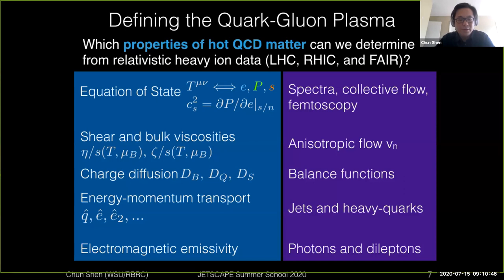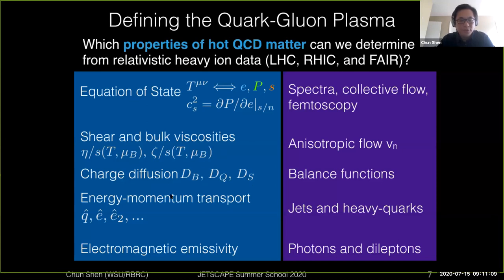We also want to understand the transport properties, such as shear and bulk viscosity, which tell you how energy and momentum dissipate inside the fluid. The same thing applies for the conserved charges. So you can also have diffusion constants for the conserved charges, like net baryons, net electric charge, and net strangeness.